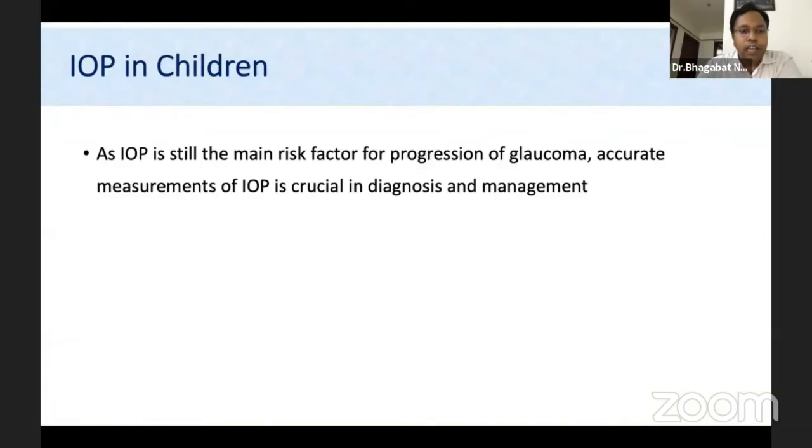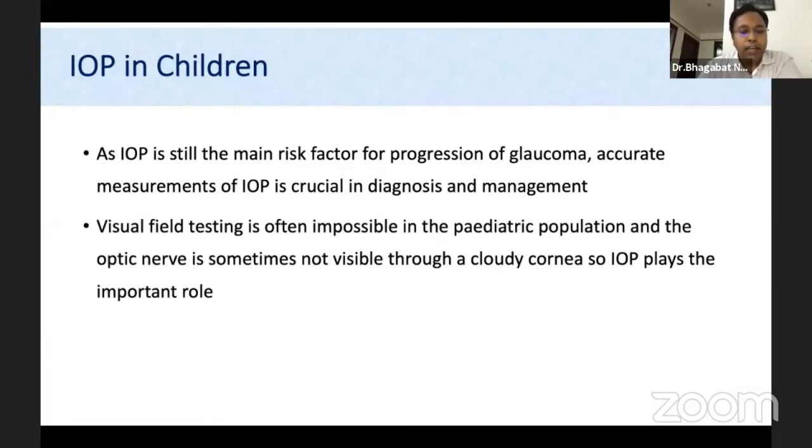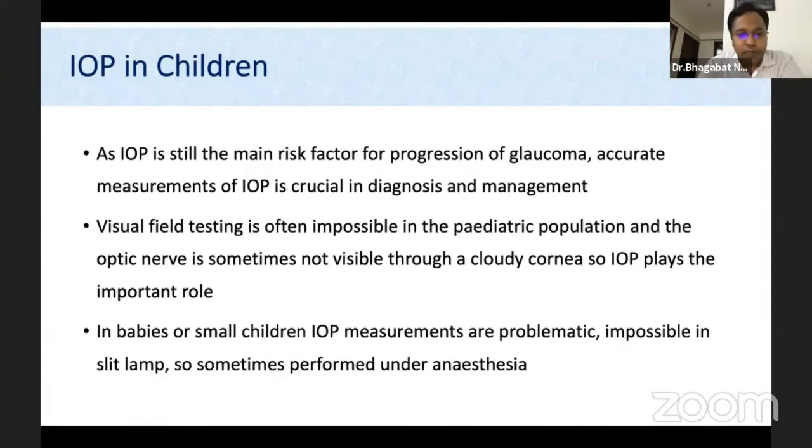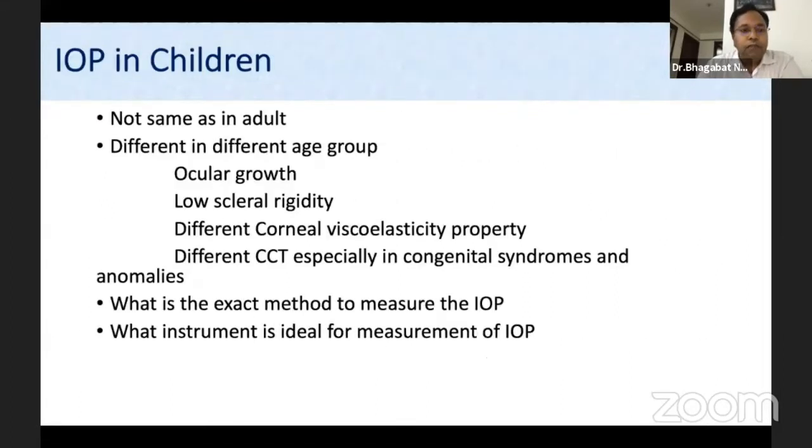So in children, IOP is still the main risk factor for progression of glaucoma. Accurate measurement of IOP is crucial in diagnosis and management, as you all know. Visual field testing is often impossible in the pediatric population less than 5 years old, and the optic nerve is sometimes not visible through a cloudy cornea. So IOP plays an important role in diagnosis and management. In babies or small children, IOP measurement is problematic, impossible on the slit lamp, so sometimes we do it under general anesthesia. Children are not the same as adults. I will discuss this throughout my presentation, because it is different in different age groups.